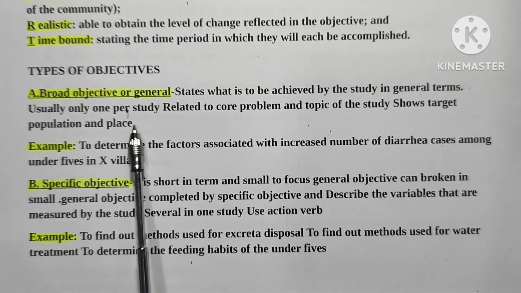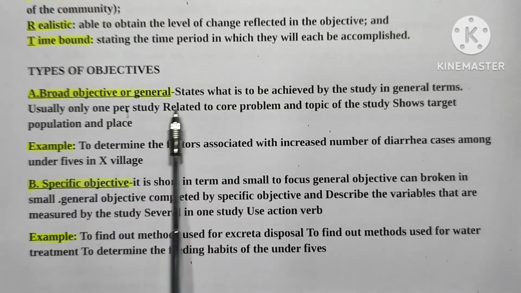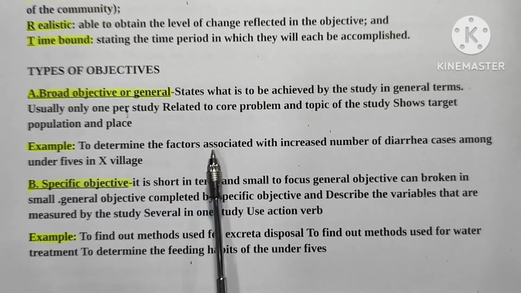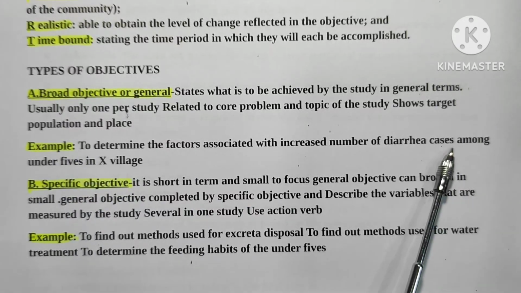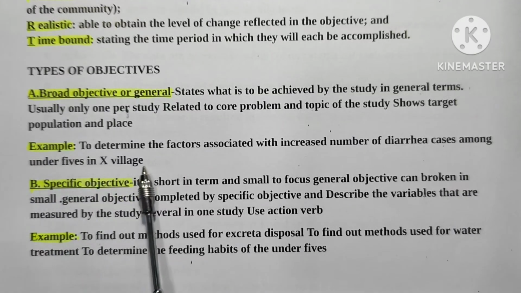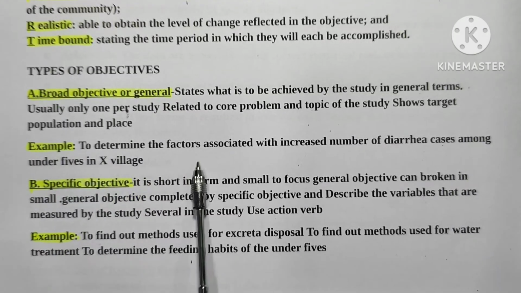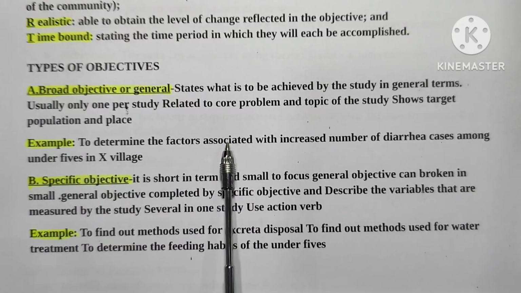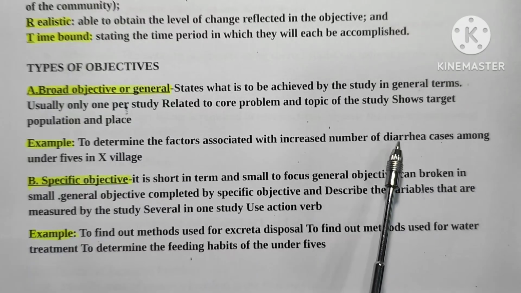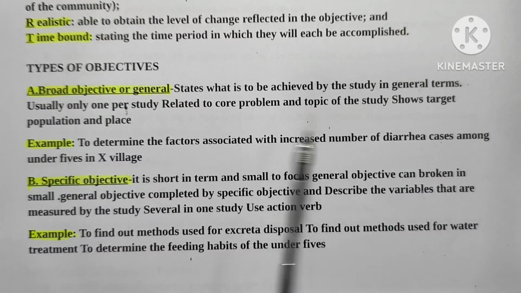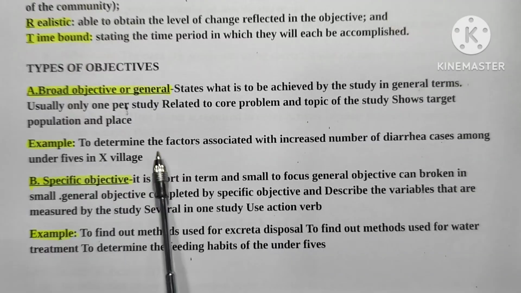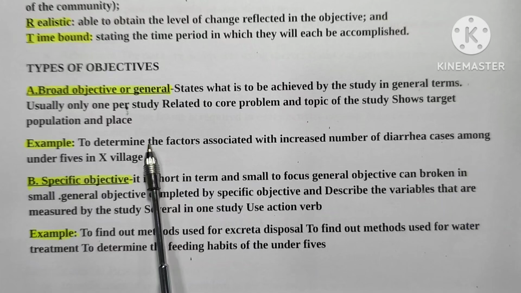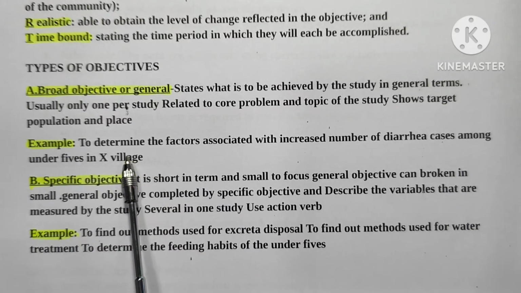It shows the target population and place. Population and place, everything will be mentioned in the general objective. An example is: to determine the factors associated with increased number of diarrhea cases among under 5 children in X village. Like this you have to formulate the general objective. Why are there increased cases of diarrhea among under 5 children in that village? To determine the factors, that is your topic of the study. Like this you can formulate the general objective.